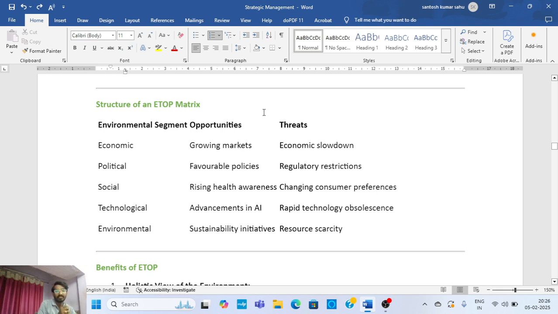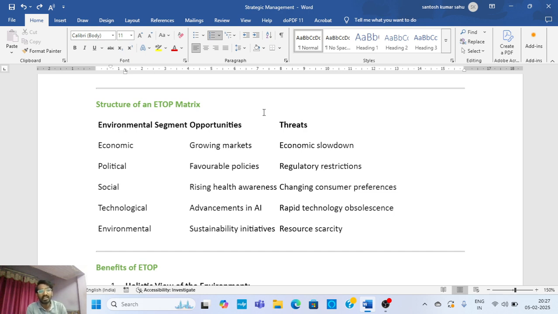How does the structure look, right? Suppose there are some environmental segments, and we look at their opportunities as well as their threats. If we discuss economic, then the opportunity will be a growing market. At the same time, the threat will be an economic slowdown. If we discuss the political environment, then the opportunity is created by favorable policies, which will be good for the organization. But if regulatory restrictions come, then it's one type of threat to the organization which is affected by the political environment, right?